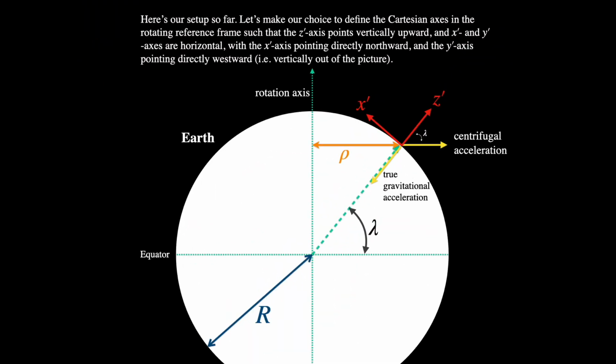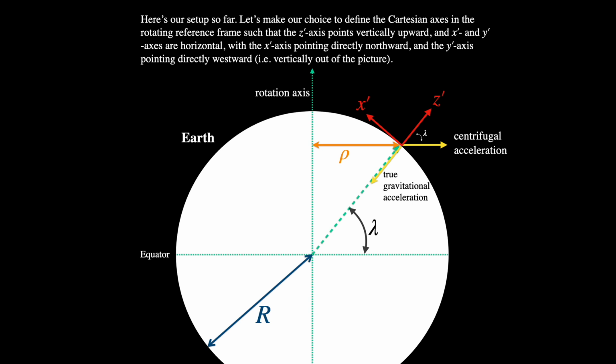So our setup so far, we're going to choose the Cartesian axes, the XYZ axes, on the rotating reference frame such that the Z tick, and this is always the tick marks, always represent the things in the rotating reference frame. Z tick axis points directly up, so wherever you are on the surface of the Earth, look straight up, that's Z. X tick is going to point directly at the north rotation axis pole, not the north magnetic pole, and the y-axis is going to point directly to the west.